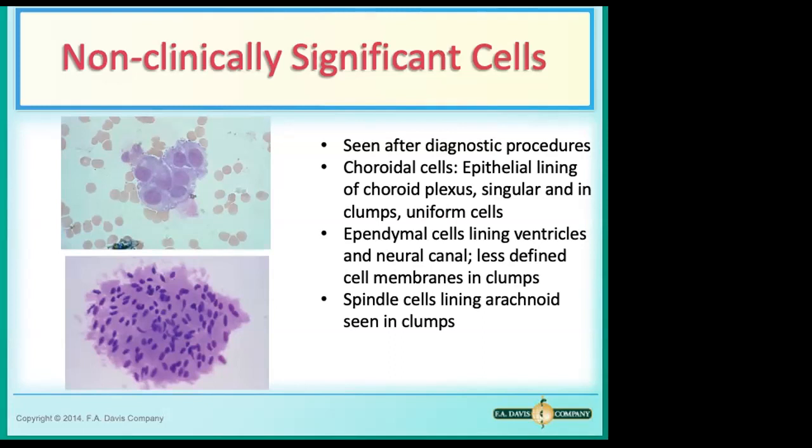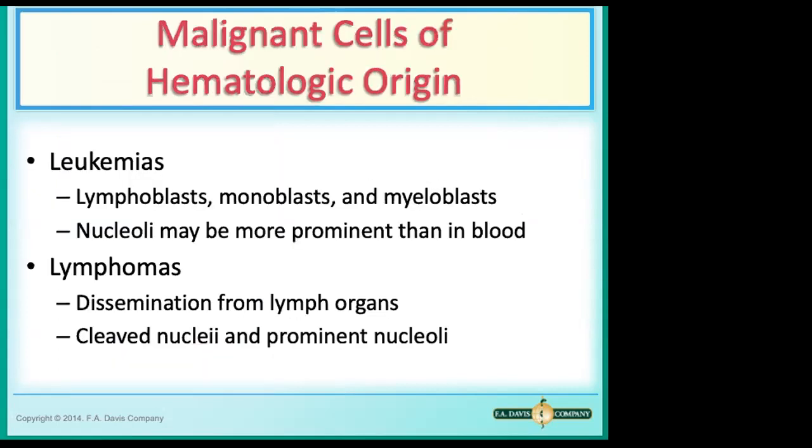And then here in the bottom, what you see are the spindle cells that line the arachnoid. Typically you see these spindle cells in clumps. These diagnostic procedures, like a ventricular tap or neurosurgery, can lead to the presence of these cells in the CSF and can affect what we're seeing in the CSF.